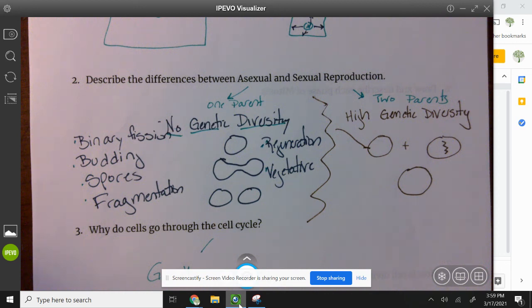In sexual reproduction, you have 2 parents. You have a sperm and an egg to create a fertilized zygote, and that's going to increase genetic diversity because you have 2 genetically different sex cells that have gone through meiosis, and so you're going to have some genetic differences there.